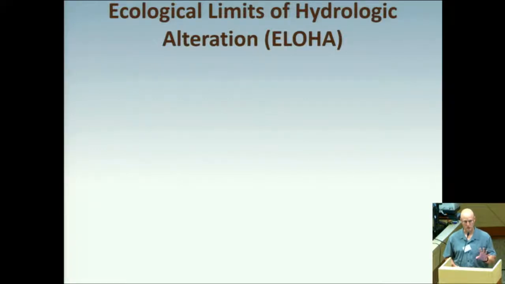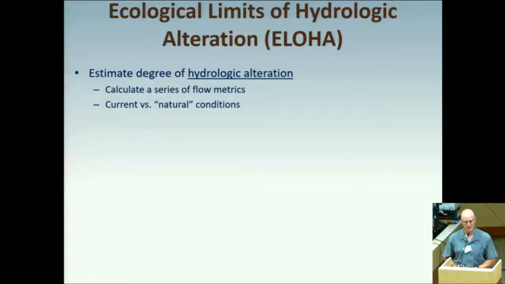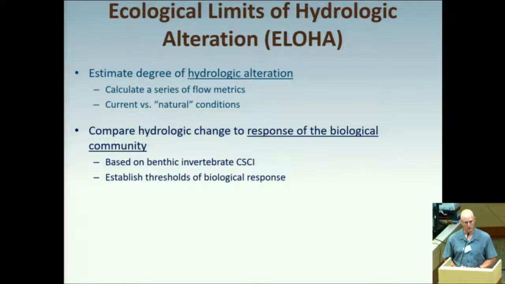And so this is an approach that, again, is a very data-driven approach. So it's slightly different than the functional flows approach that Sarah talked about. So the first step in this ecological limits of hydrologic alteration, so the HA part, the hydrologic alteration, is we have to be able to figure out for any given stream what is the degree of hydrologic alteration relative to some unimpaired condition. Once we know the degree of hydrologic alteration, we need to be able to relate that hydrologic alteration to some sort of response in the biological community of interest. In our case, it's benthic invertebrates. It could be fish.